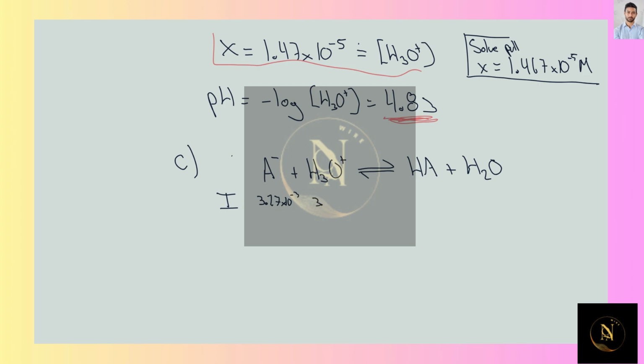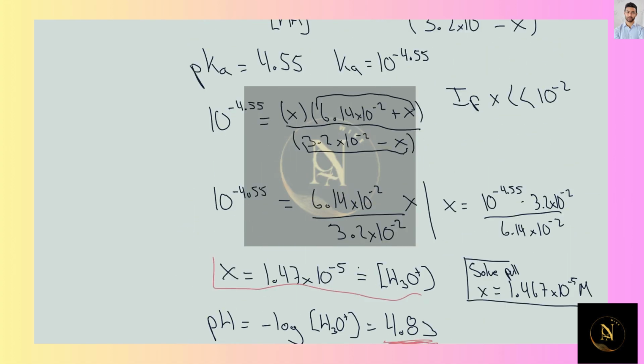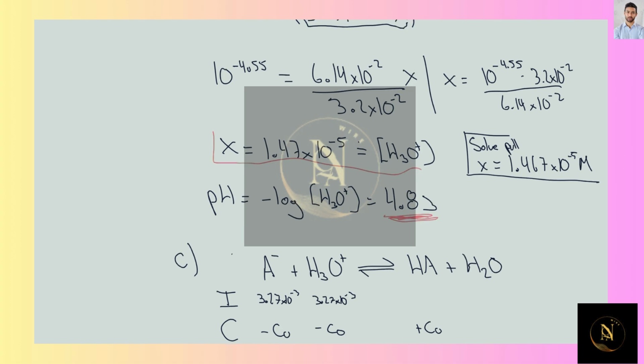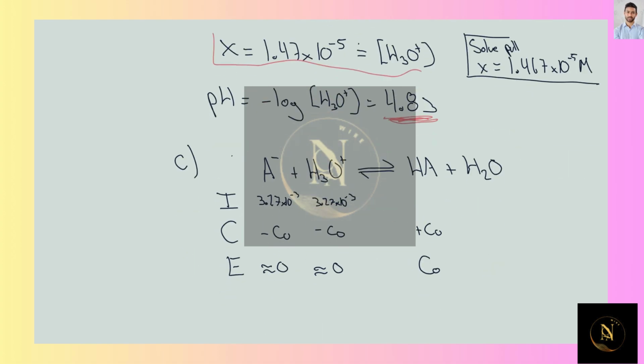So that means that we need to add the same amount of acid. The change is going to be that concentration, I'm going to call it C0. We're going to produce C0 of HA. And at equilibrium, we're going to get something close to zero in both cases. And we find a C0 concentration of HA. Now, what I'm going to do is erase a little bit here just to have more space.